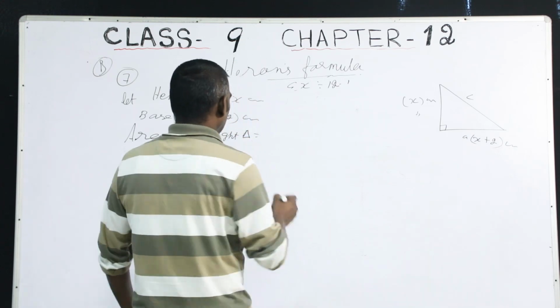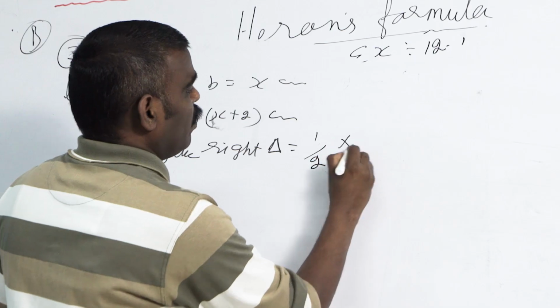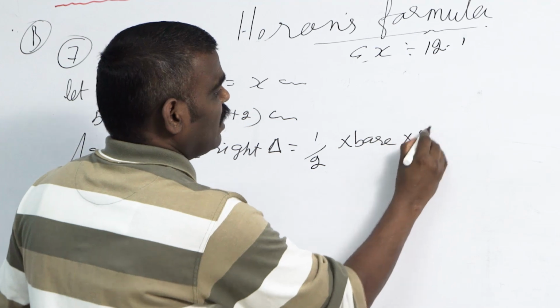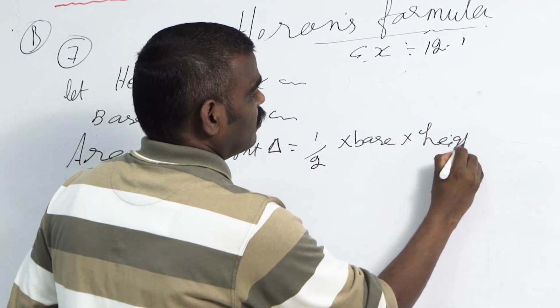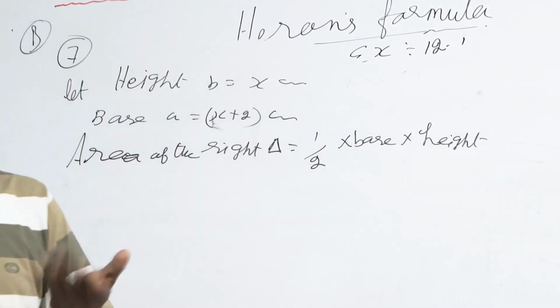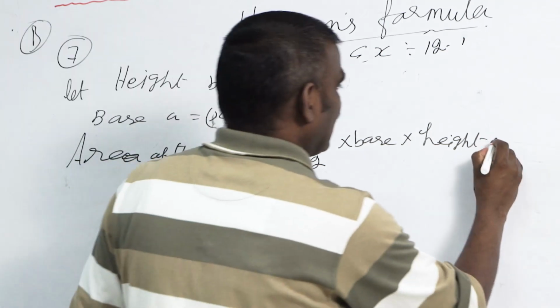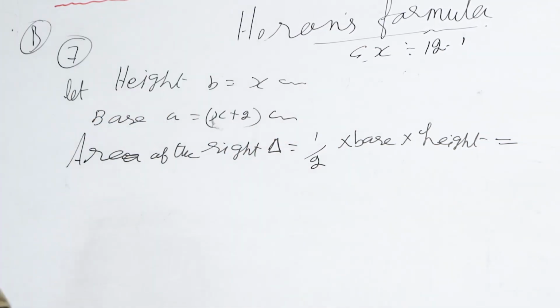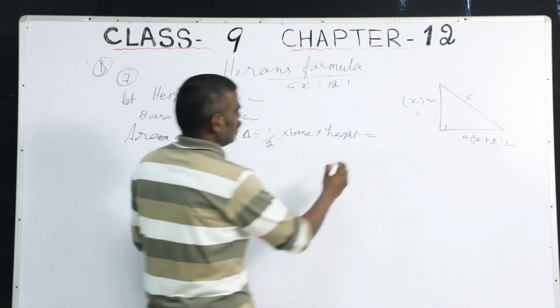Yes, 1 by 2 base into height. That formula you can apply. The area of the triangle is given. How much is given? 24 centimeter square.